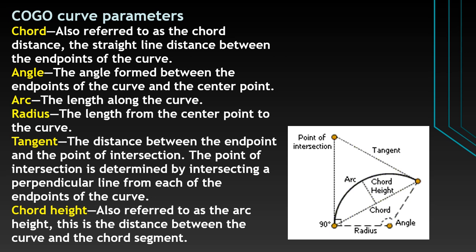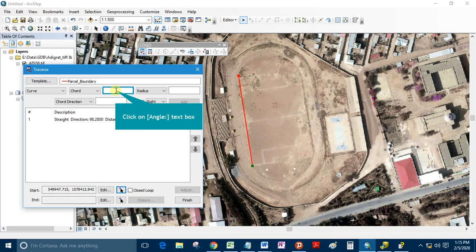Tangent, the distance between the endpoint and the point of intersection. The point of intersection is determined by intersecting a perpendicular line from each of the endpoints of the curve. Chord height, also referred to as the arc height, is the distance between the curve and the chord segment. Input the arc values.